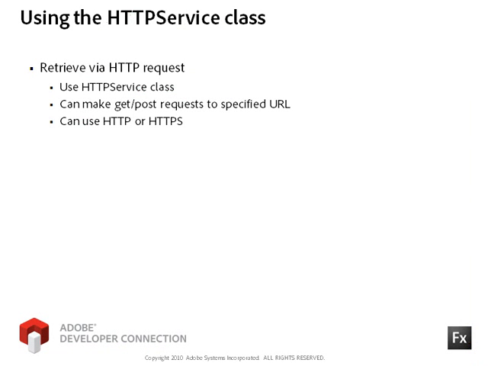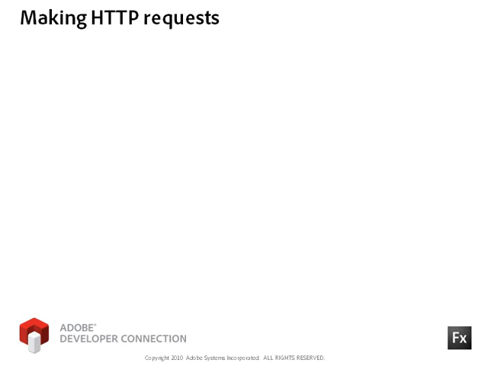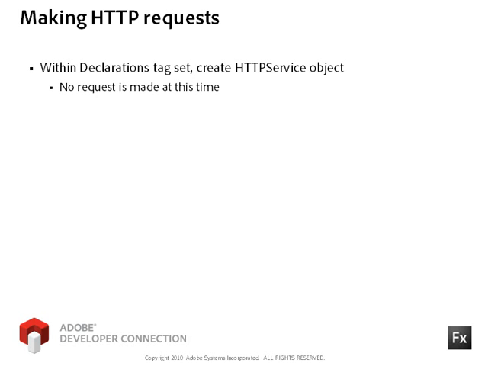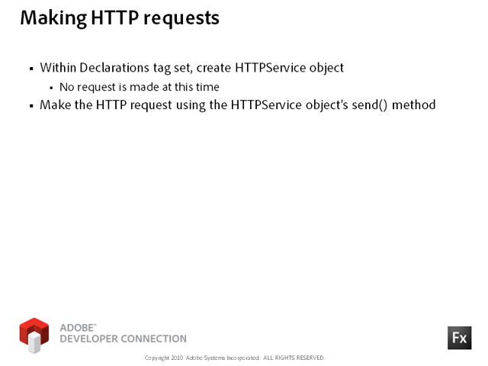Using the HTTP service component in the Flex framework, you can retrieve and send data using GET or POST requests to a URL over HTTP or HTTPS. In Flex 4, you create the HTTP service object in a declarations tag set, since the object is not a visual UI component. Remember that creating the object does not request the data. You use the HTTP service object's send method to retrieve the data, usually based on a user or system event.